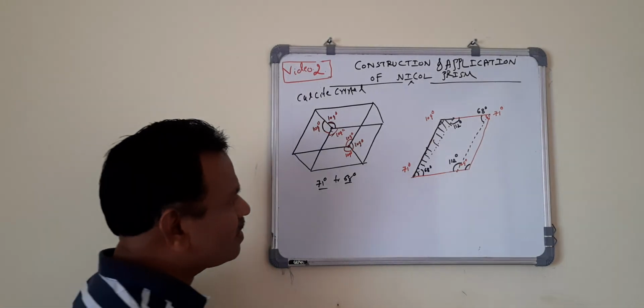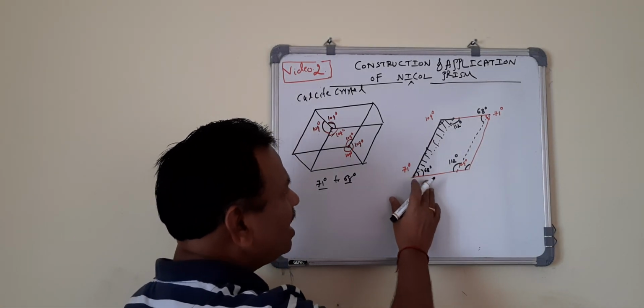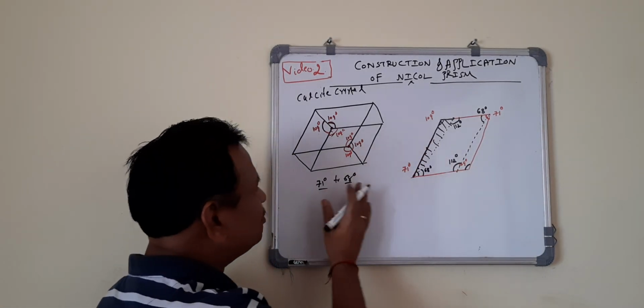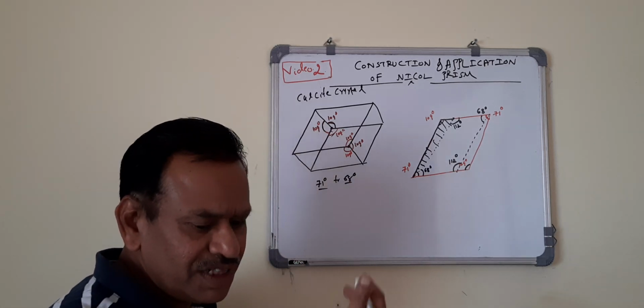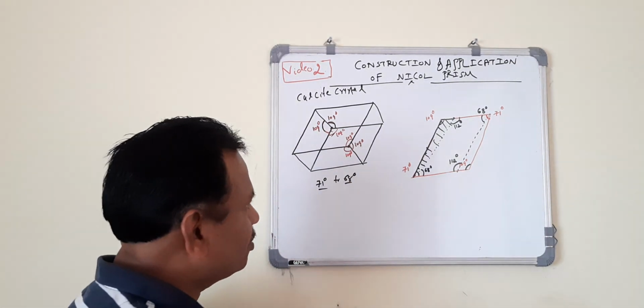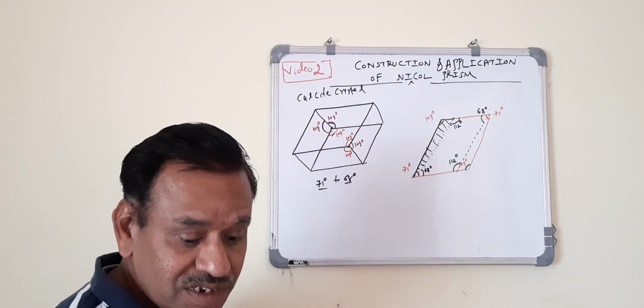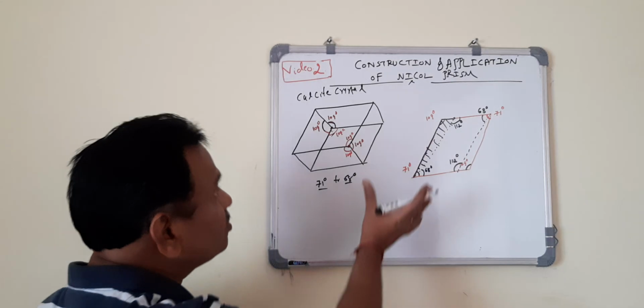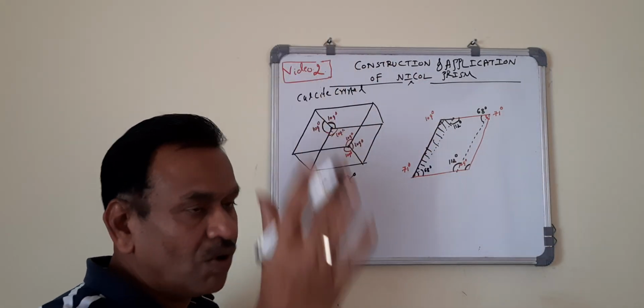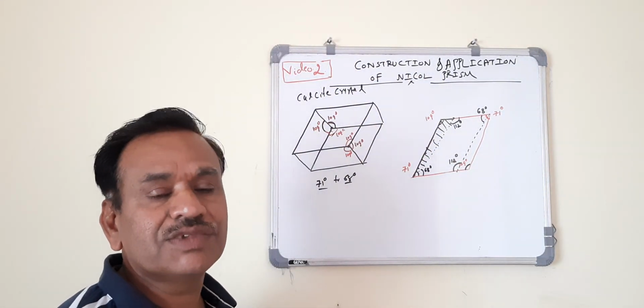Now you would ask the question: why did he cut only by 3 degrees? Why did he reduce only by 3 degrees? I'll tell you in the next part, within no time. Why only 3 degrees? Why not 5 degrees? Why not 7 degrees? This is the construction of the Nicol prism.